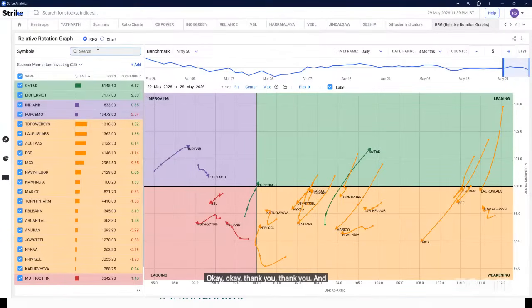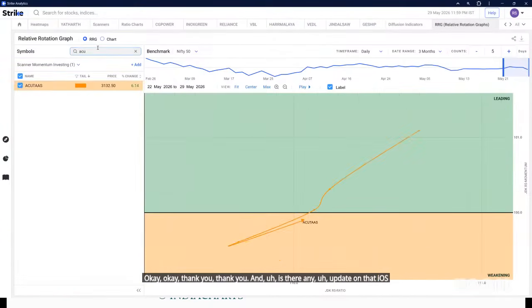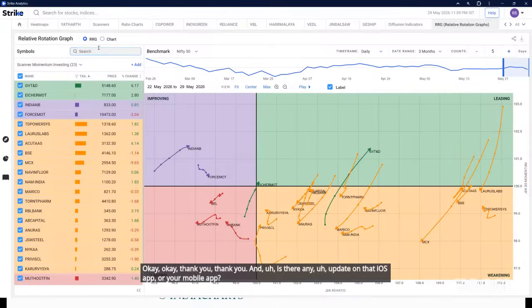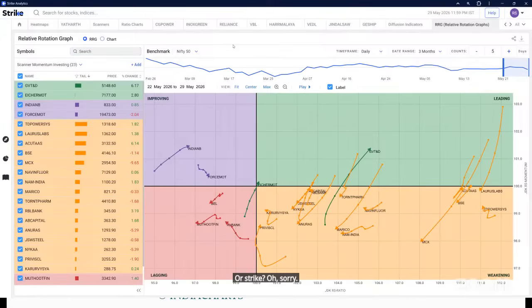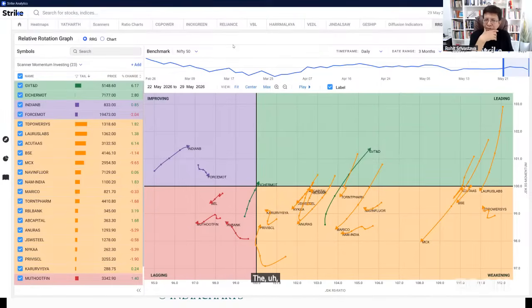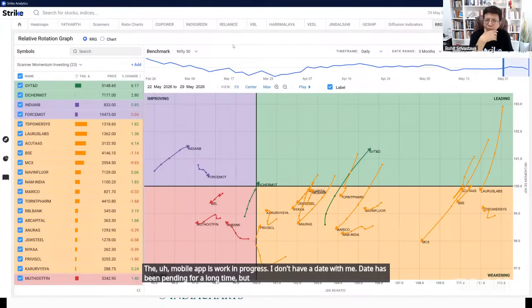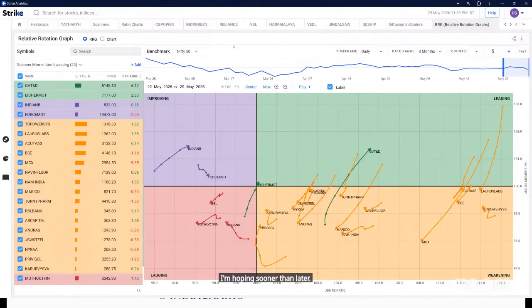Is there any update on that iOS app or your mobile app of Strike? The mobile app is work in progress. I don't have a date with me. The date has been pending for a long time, but I'm hoping sooner than later. Okay, no problem, we'll wait for it. Thank you.